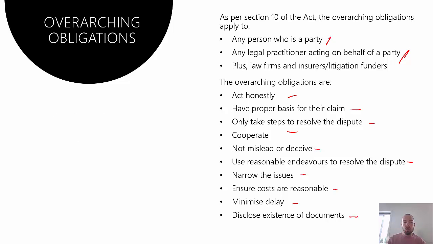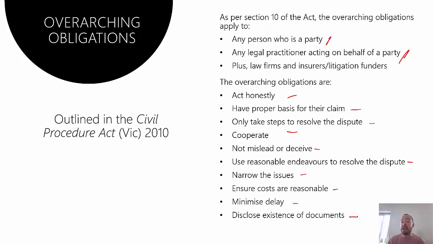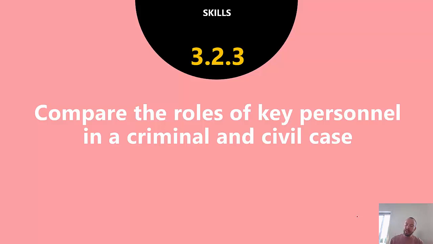So really, really good role that you can put out there in an answer about the parties is that they have to meet the overarching obligations, such as cooperating with the other party and taking reasonable steps to resolve the dispute. It's a really, really clear, easy one that you could use.